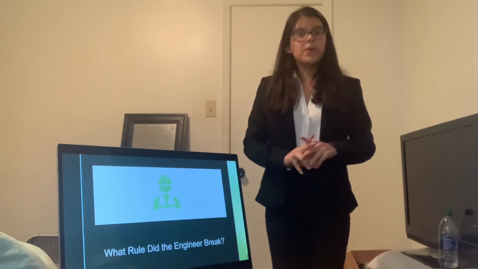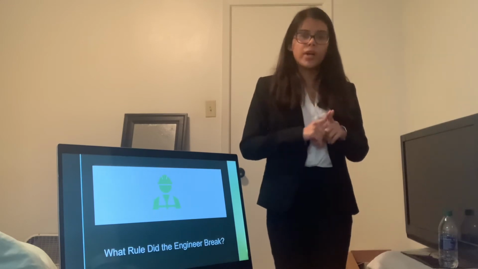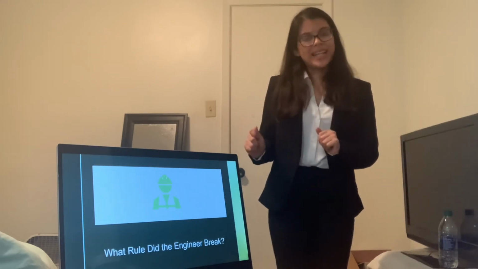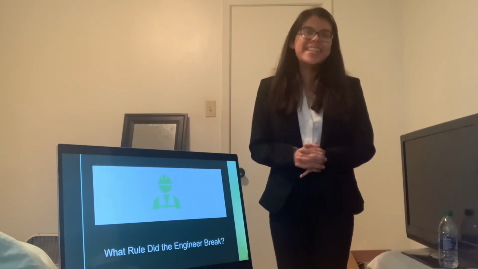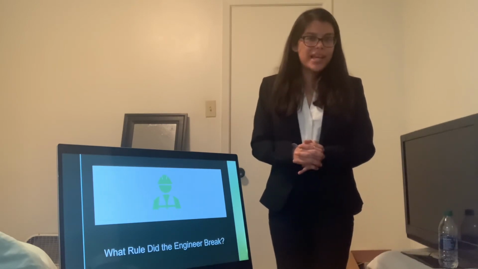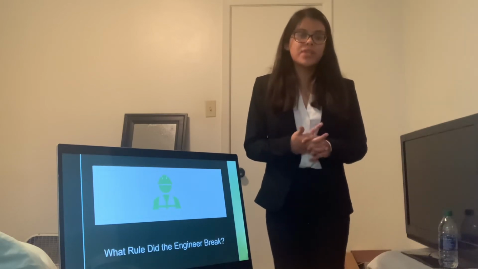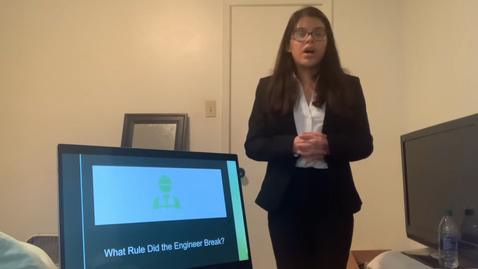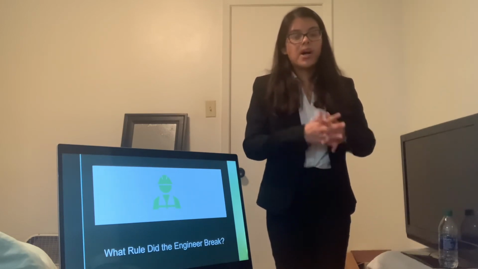Well, the engineer broke rule number 3, section 1, subsection B, I'm sorry. So what does this rule say? Well, this rule states that engineers should inform their clients or their employers on whether or not a project will be unsuccessful.